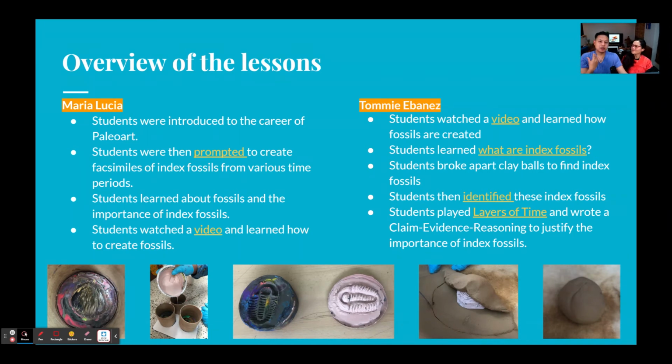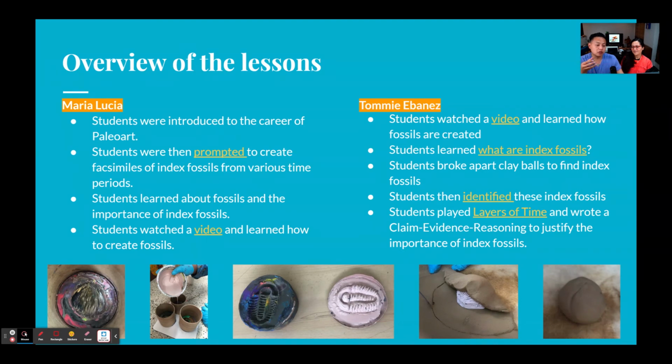Yeah, so then we would get those clay balls in the classroom. We would start off with figuring out what are fossils, since they are introduced to this. And then they would see the different ways fossils are created. And then we get into what index fossils are. I would then give the students these different index fossils, or these little clay balls, and then they would be given a chart or access to a chart where they can actually compare what these fossils are going to find.